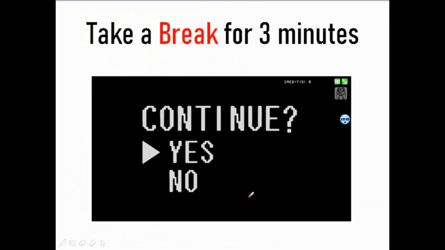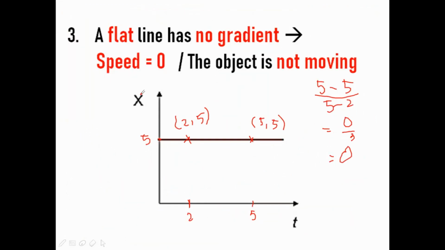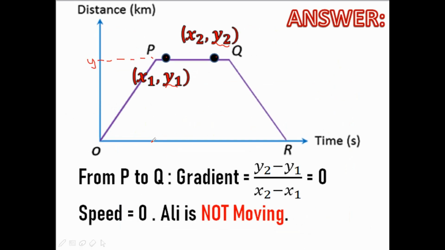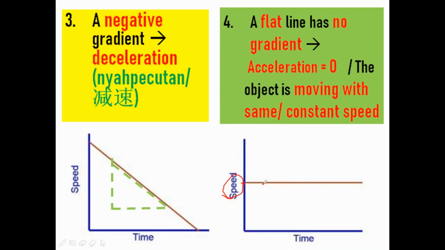Okay, it's different from the distance-time graph. For a distance-time graph, if you have a flat line here, the gradient is 0. Therefore, the speed is equal to 0. For a distance over time graph, this object is not moving at all. It just stays at the same place. But for speed against time, if you have a flat line here, it means the object is still moving, but with the same speed. So that's the difference between the distance against time graph and the speed against time graph.